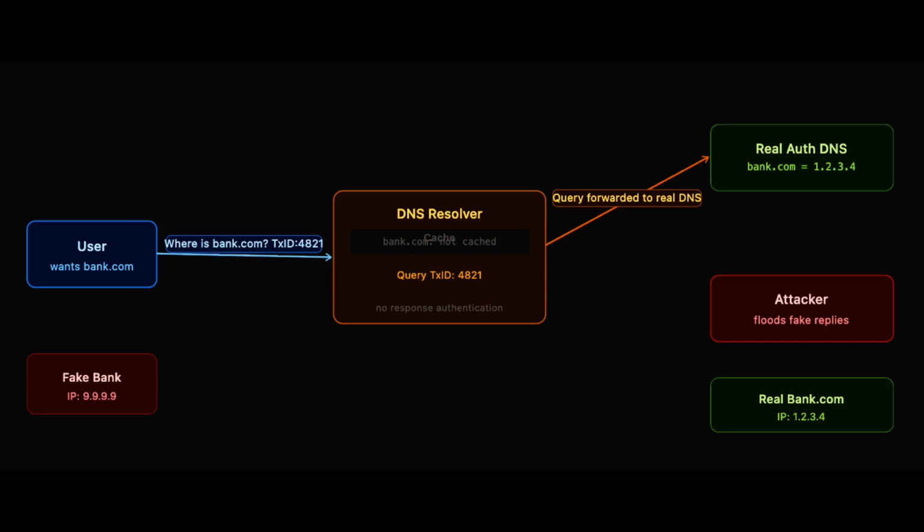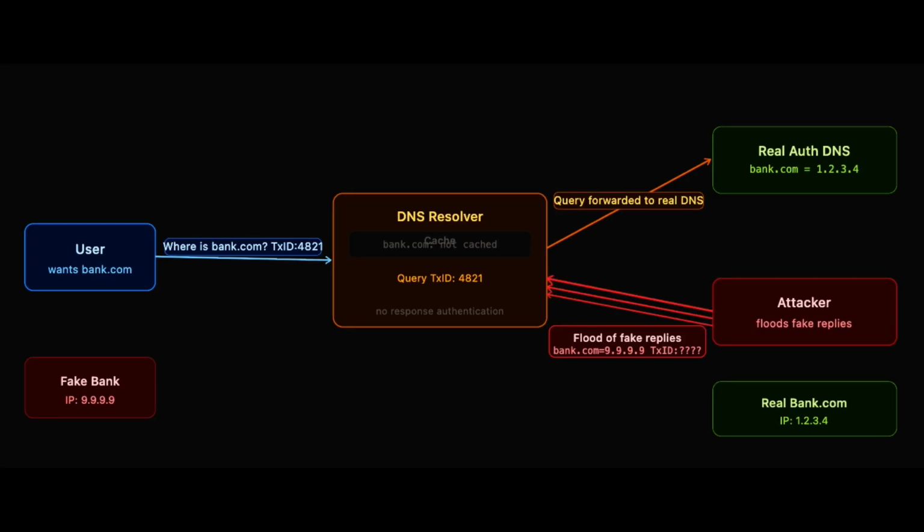The user's browser sends a DNS query to the resolver with a transaction ID 4821. The attacker has been watching for DNS queries from this resolver. They immediately flood it with thousands of forged replies, each with a different guessed transaction ID. The message in each resolves bank.com to the IP address of 9.9.9.9, hoping one of those guesses may match the real transaction ID 4821.